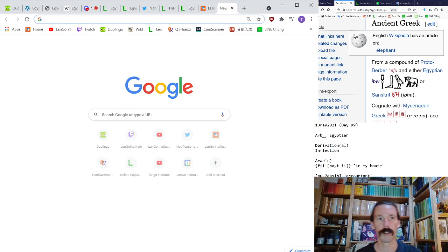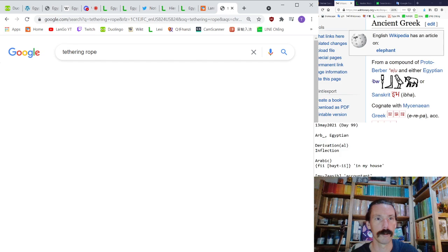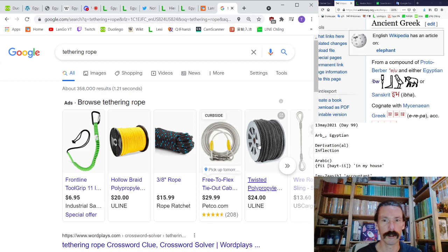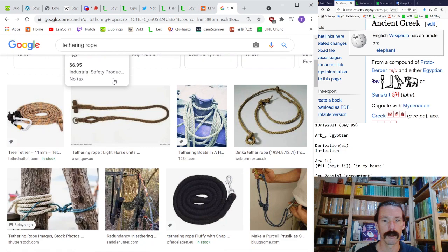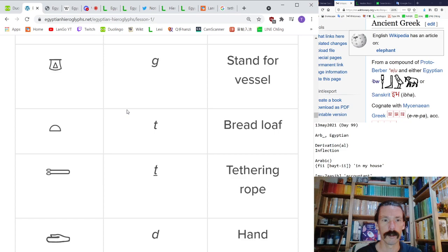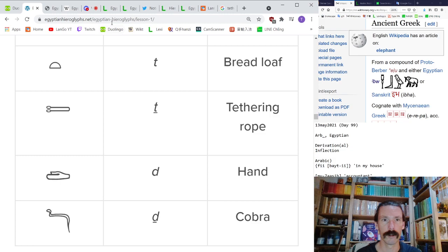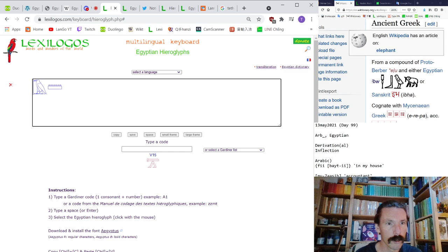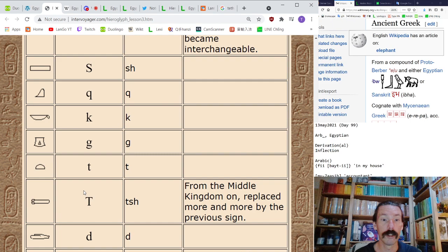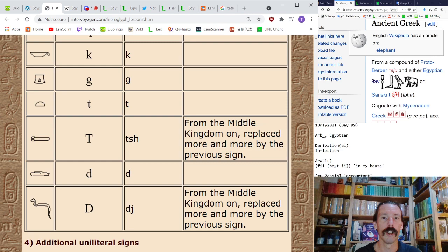Let's see, if I click on it here on Wikipedia. Oh, there is also a similar character, apparently, code V15, and it is a tethering rope on top of a pair of legs. There it is, the leg ropes. So this resource says, from the Middle Kingdom on, replaced more and more by the previous ones. So this marked T, maybe a ts, fell together with the bread T.